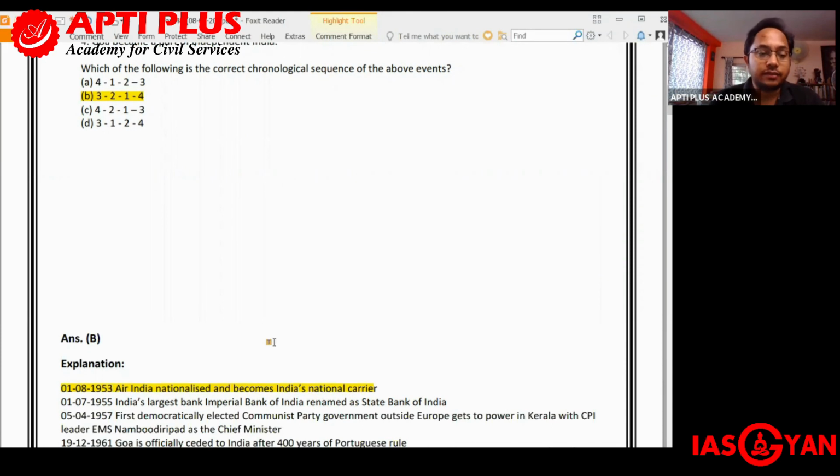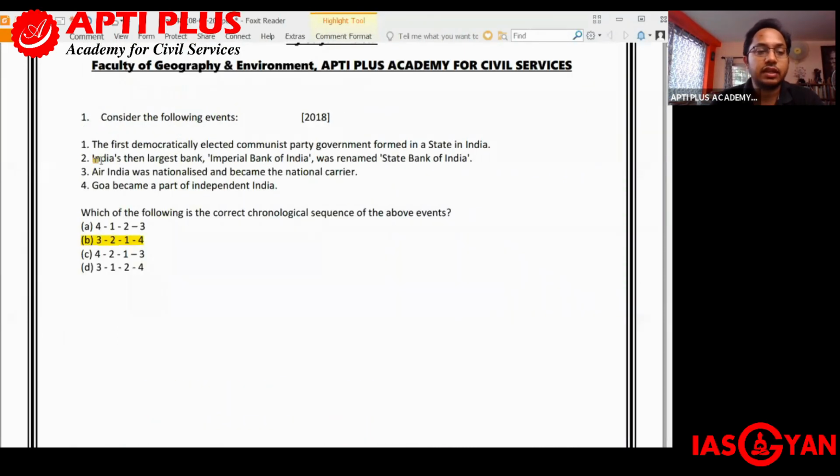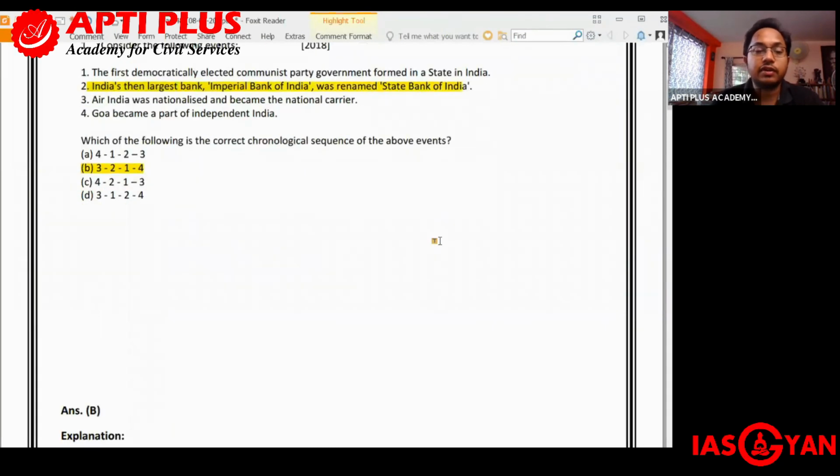In 1955, we get to see India's largest bank, that is the Imperial Bank of India, was renamed as the State Bank of India. India's then largest bank, Imperial Bank of India, was finally renamed as the State Bank of India. This happened in 1955. Next is number one.